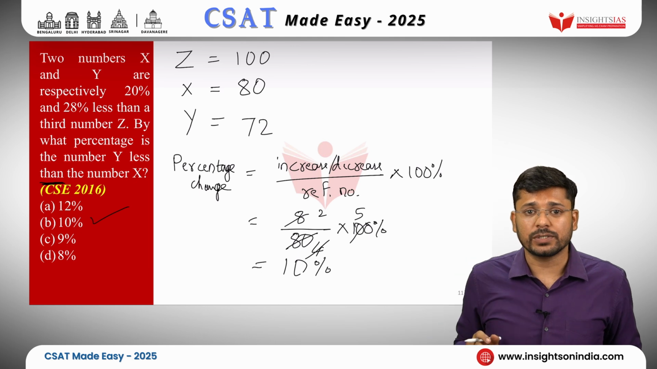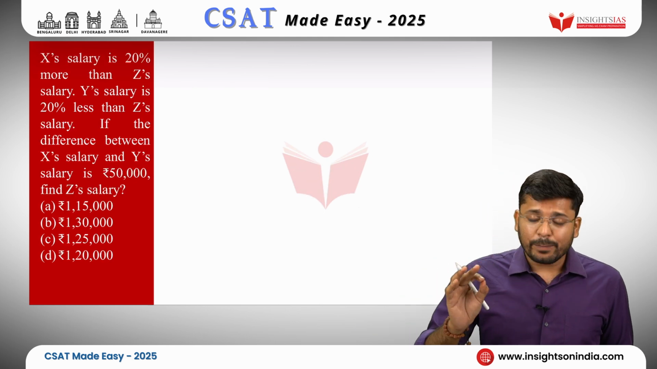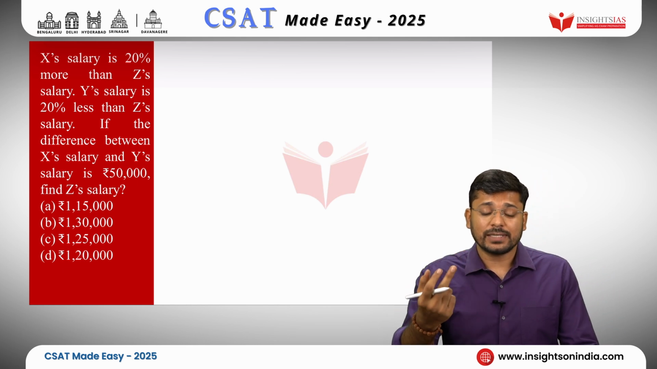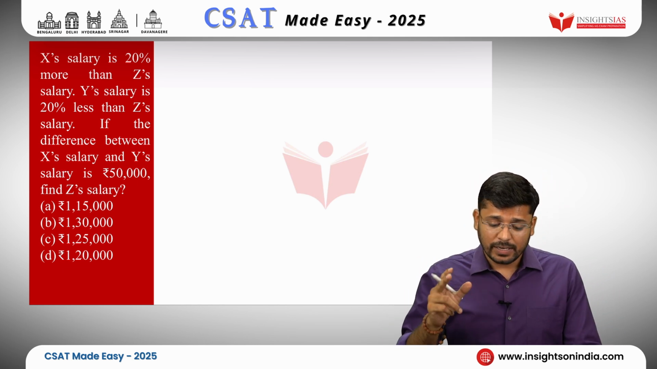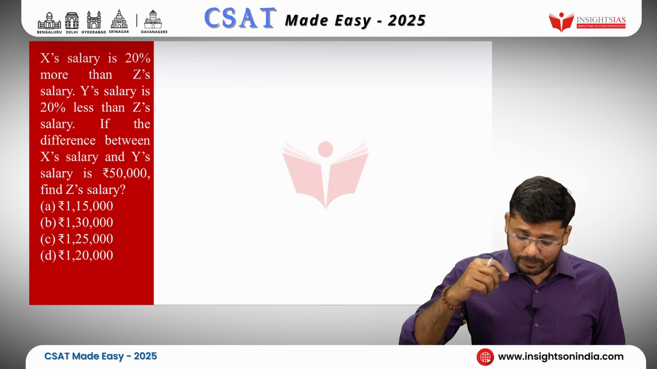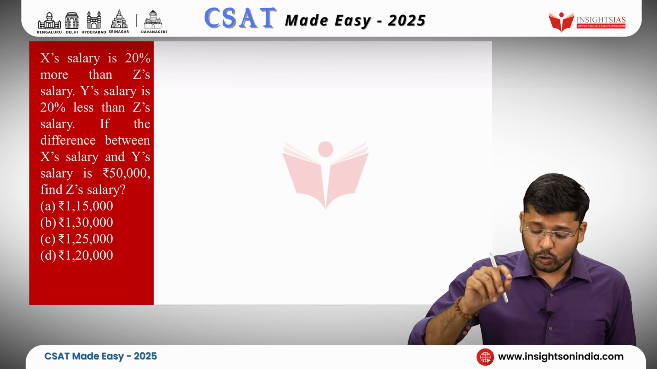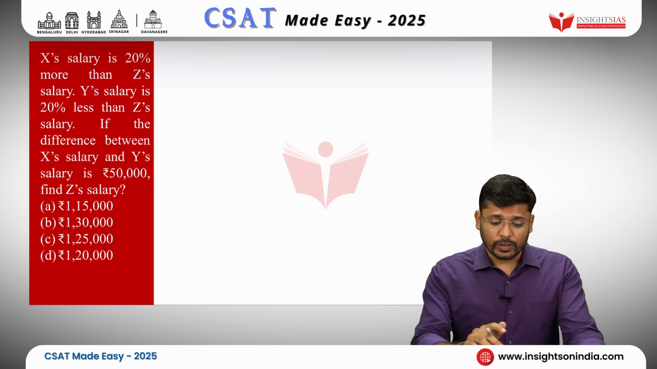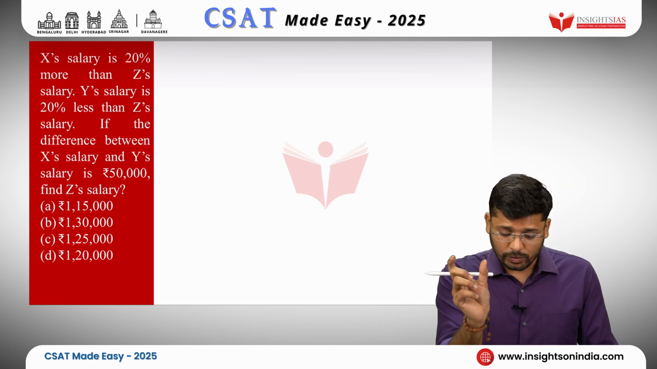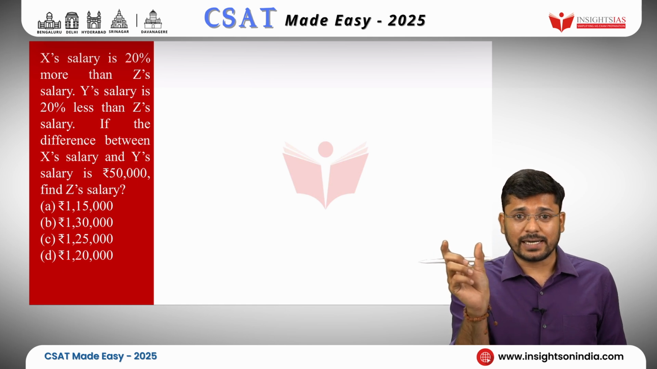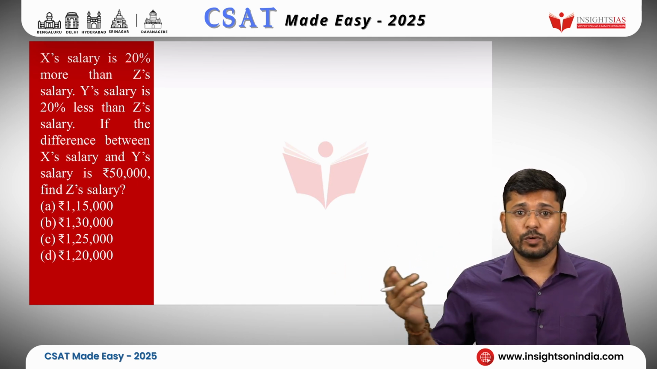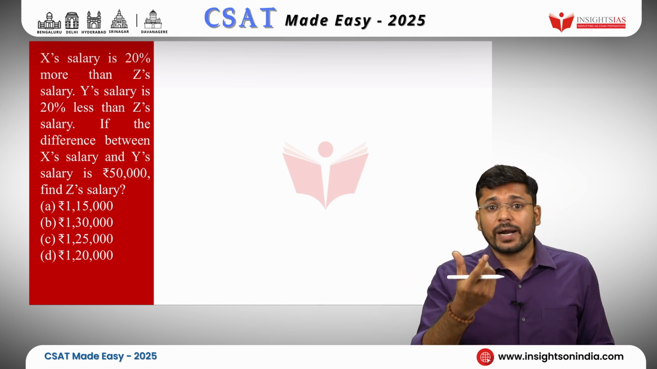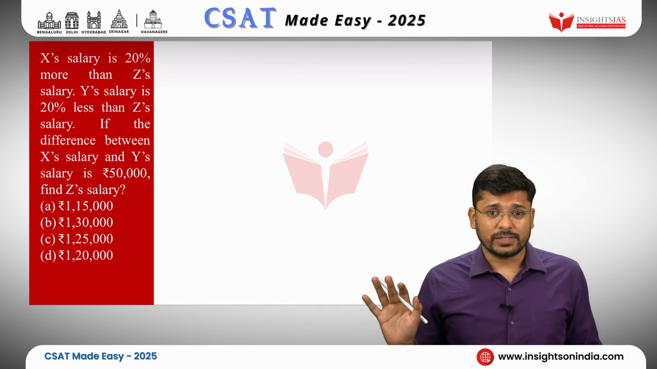We will look at the next question. X's salary is 20% more than Z's salary. Y's salary is 20% less than Z's salary. If the difference between X's salary and Y's salary is rupees 50,000, find Z's salary. Okay, now they have given us an exact value, rupees 50,000. So we cannot assume anything to be rupees 100. Instead, we will assume it to be 100 coins of whichever denomination.